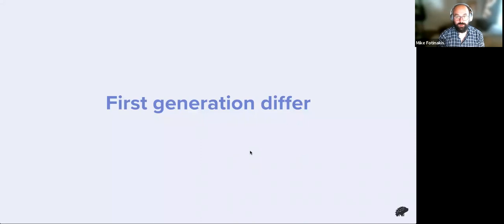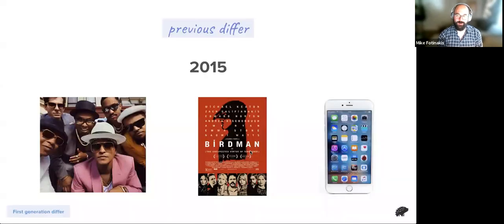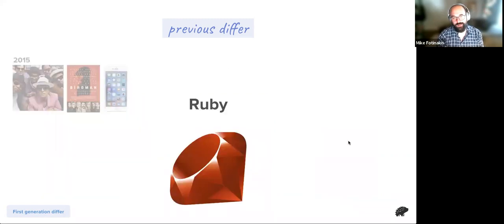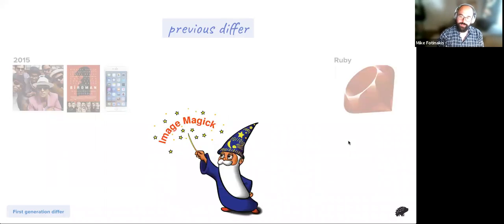So let's talk first about our first generation differ and what we did. This was created back in 2015, back when Uptown Funk was number one, Birdman had been released and won Best Picture, and Apple had released the iPhone 6. So it's only 7 years old, but that's pretty old for software in a lot of ways. It was originally written in Ruby with a wrapper around ImageMagick. If you haven't used ImageMagick, it's a pretty extensive and relatively old set of image processing utilities, binaries, and libraries that you can use to process images.